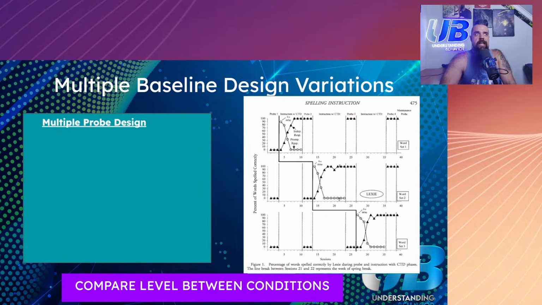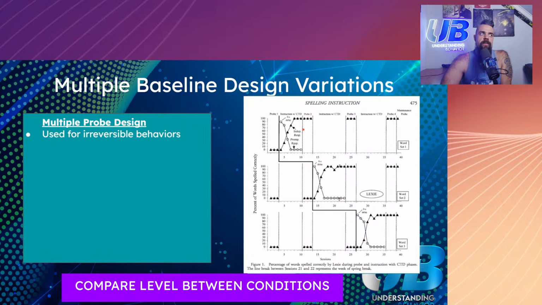We have a couple of variations of our multiple baseline design as well. The first one is our multiple probe design. In the multiple probe design, we are taking probes. A probe is essentially a quick check-in on a behavior, or a quick measurement of a behavior, but not necessarily a continuous measurement of behavior.